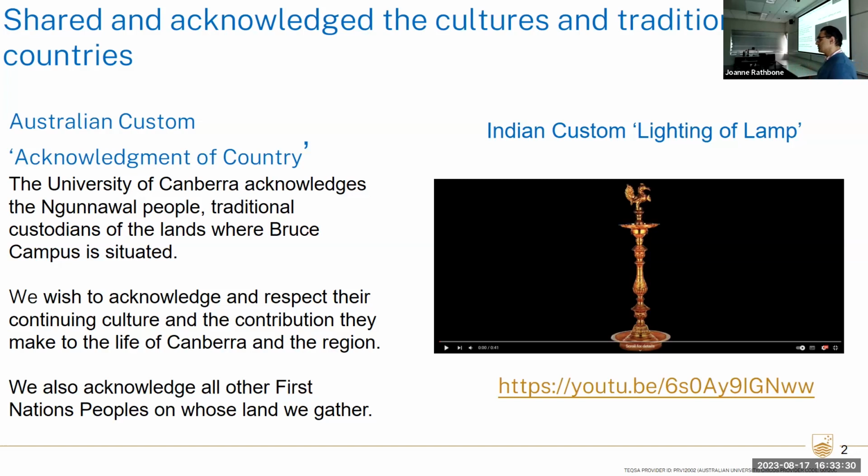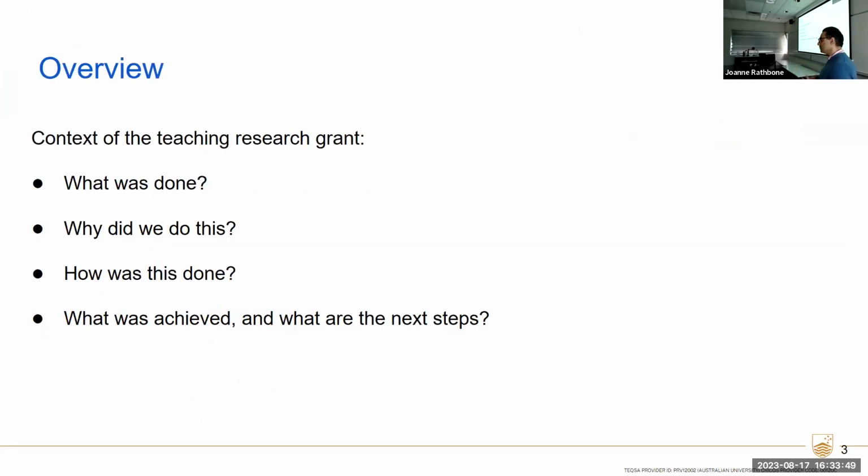So for example, in Australia, we often start with an acknowledgement of country. And in India, we often have an equivalent cultural custom of lighting a lamp. The cultural context of that is the lighting of the lamp is meant to signify light defeating darkness and creating more knowledge.